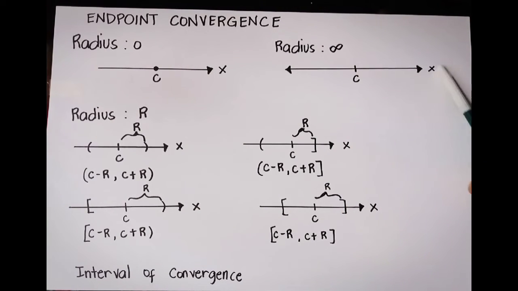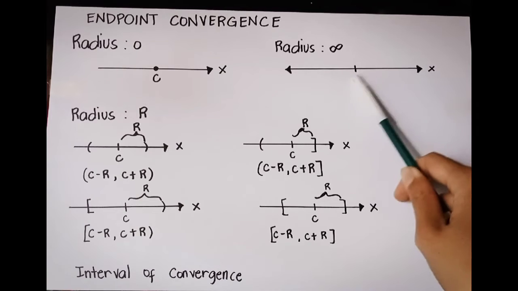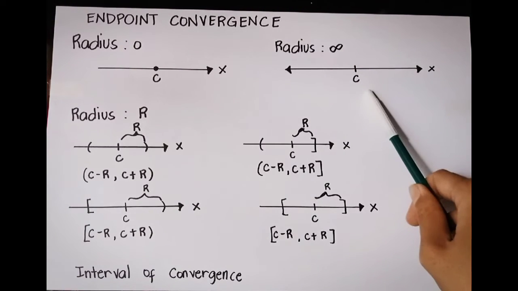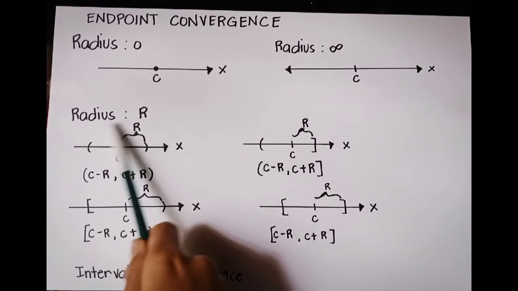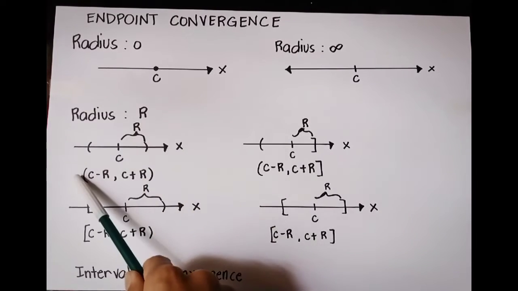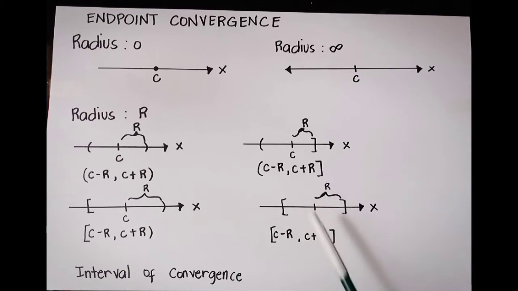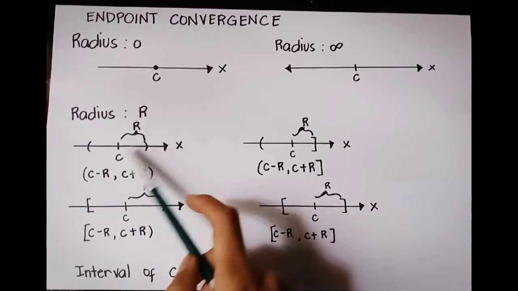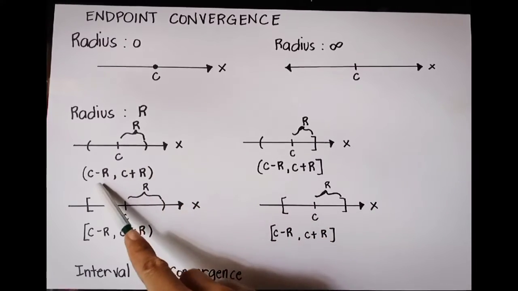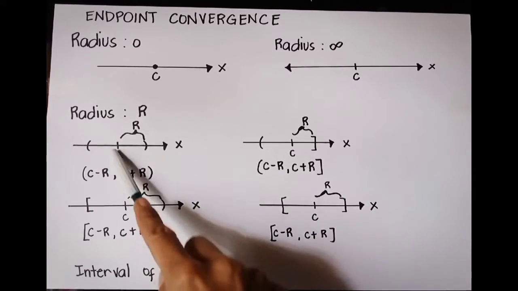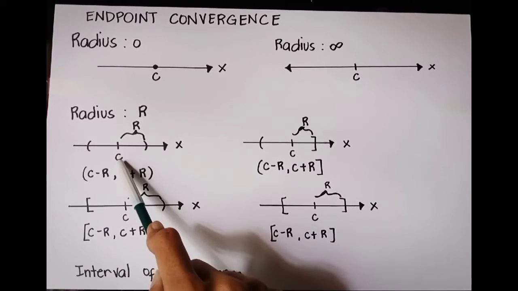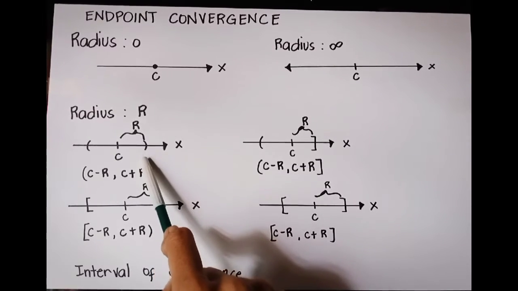On the x-axis, we have infinity on both sides, and we will put c here at the center. Now, if the radius is r, then there are many cases. On the x-axis, the values c minus r and c plus r mark the radius of convergence, which lies between c minus r and c plus r.